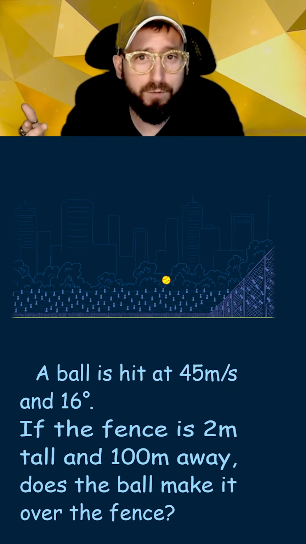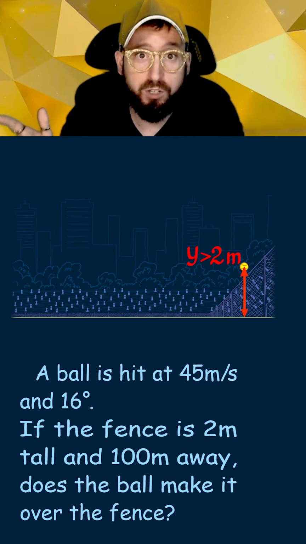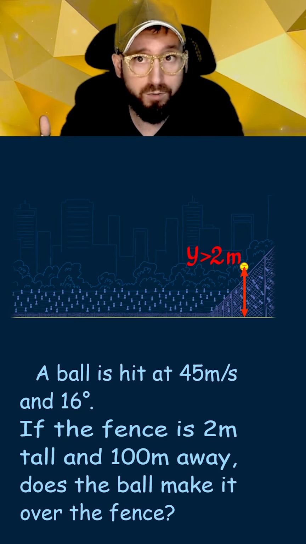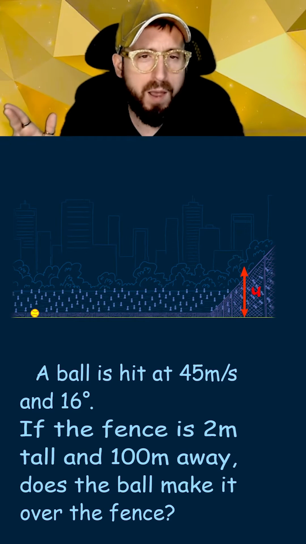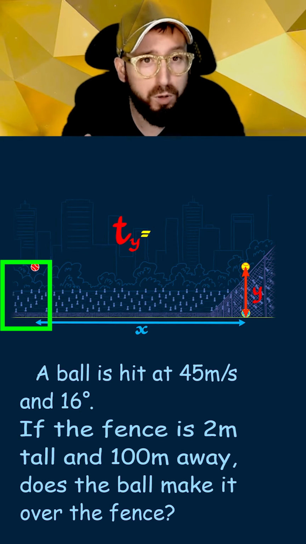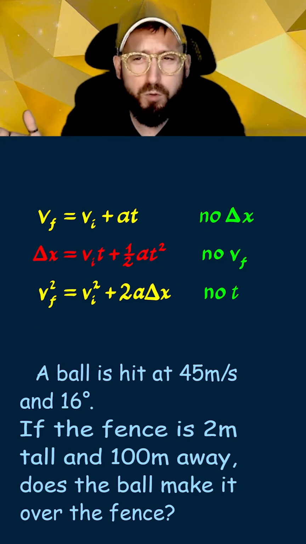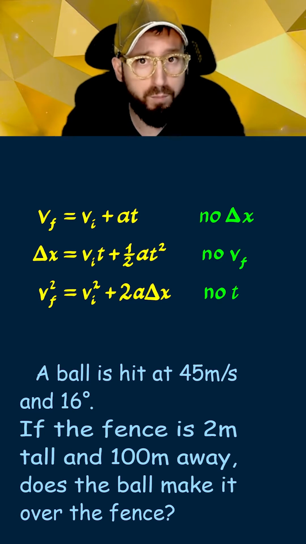In this case, we're looking for what the y position of the ball is when it makes it to the fence. If the y position is greater than the height of the fence, 2 meters, then it's a home run. This y position will be related to the time it takes for the ball to move in the x direction, from home plate to the fence. Now, choosing which kinematics equation to solve with, we're going to use this second equation, because in this problem, we're not given, nor are we asked to find the final velocity.